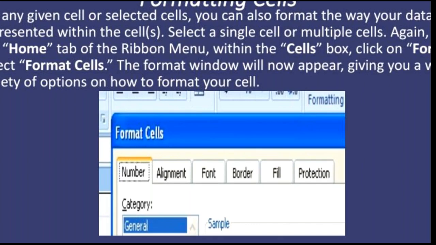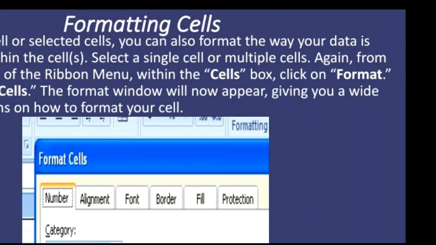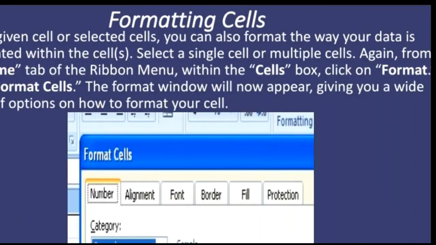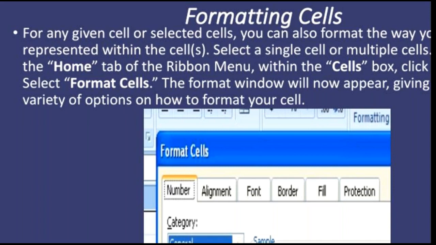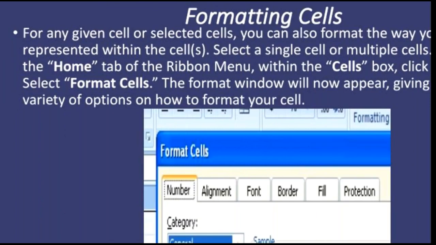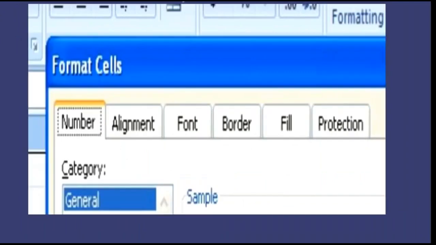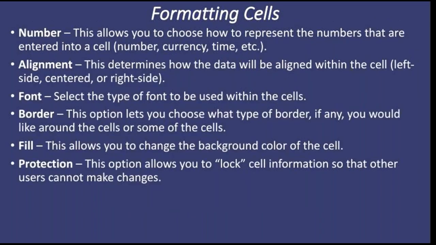For any given cell or selected cells, you can also format the way your data is represented within the cells. Select a single cell or multiple cells, again from the home tab of the ribbon menu within the cells box. Click on format, select format cells. The format window will open. You see this kind of window on the screen. This is the format window, and from there you enter the necessary information that you want.